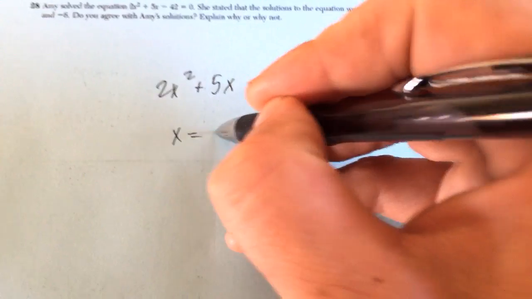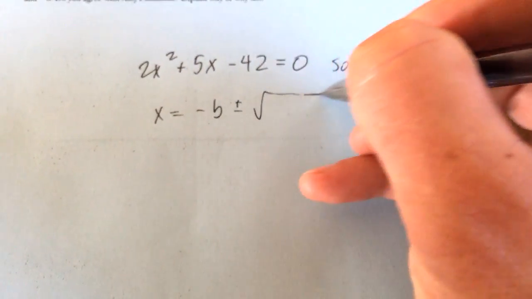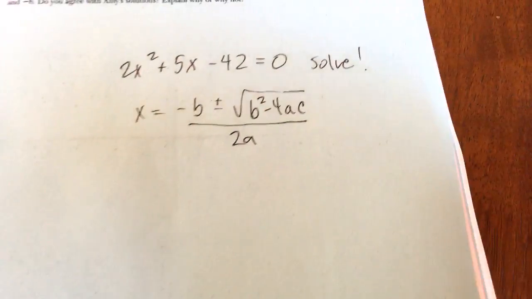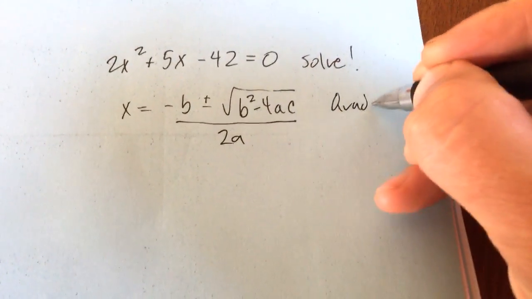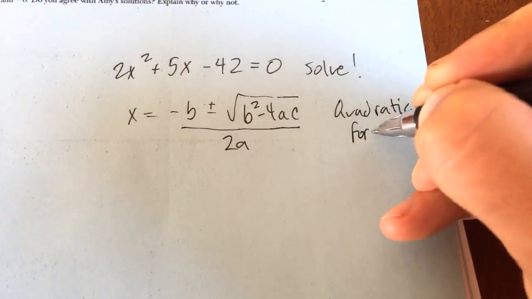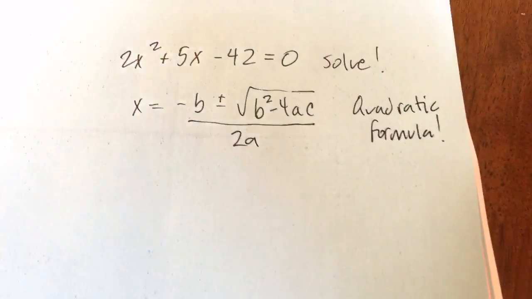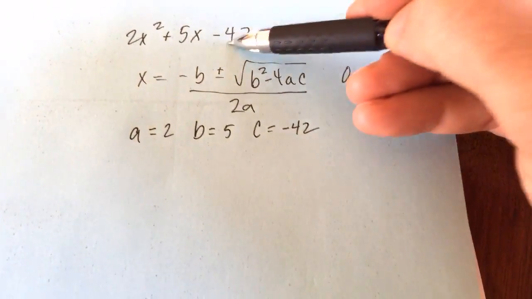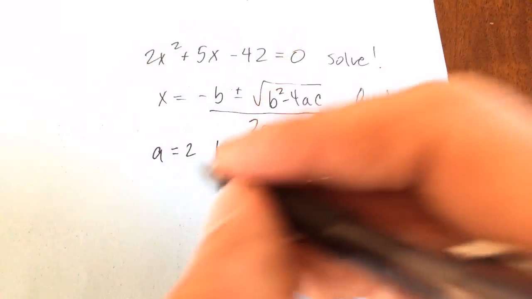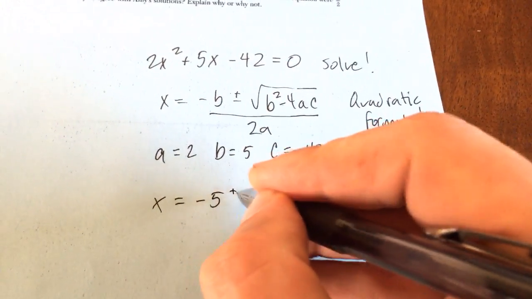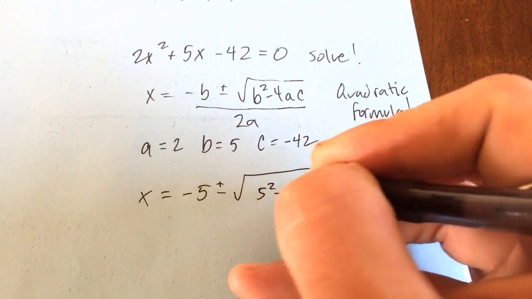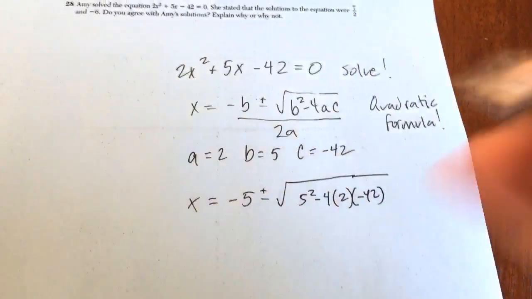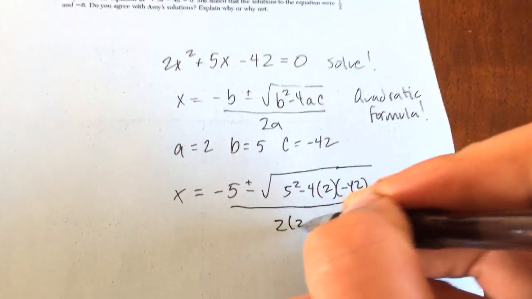What I'm going to do is use the Pythagorean theorem. Excuse me, not the Pythagorean theorem, the quadratic formula. My apologies. In this case, my A value is 2, my B is 5, and my C is negative 42 because of that minus. So what I'm going to do is substitute all of my values in. 5 squared minus 4 times 2 times negative 42, all over 2 times 2.